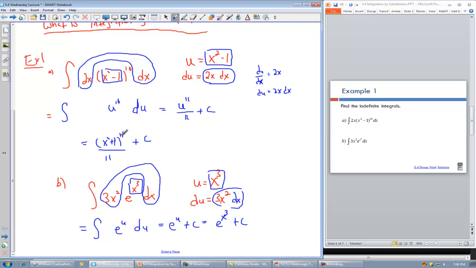Now you can check these. Up here I could check this one, take the derivative, 11 would come down, they'd cancel, x squared plus 1 to the 10th, times the derivative of the inside, 2x plus 0, so I get it back. Here, same idea, the derivative of e to the x cubed is e to the x cubed, times the derivative of the inside, which is 3x squared, and plus 0, so they check out.